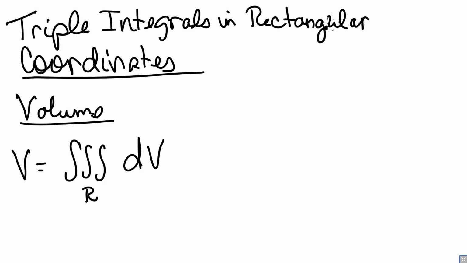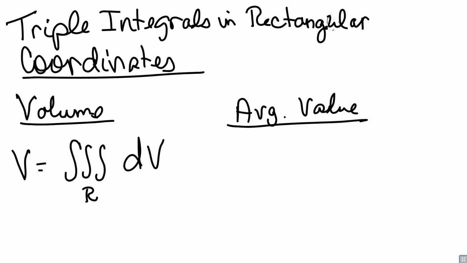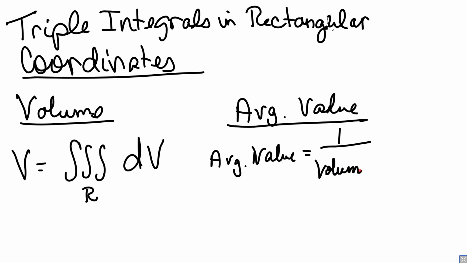Our second one is going to be our average value, which we have that the average value is equal to 1 over the volume of the region times the triple integral over the region of some function f dV. Kind of ran out of room there.